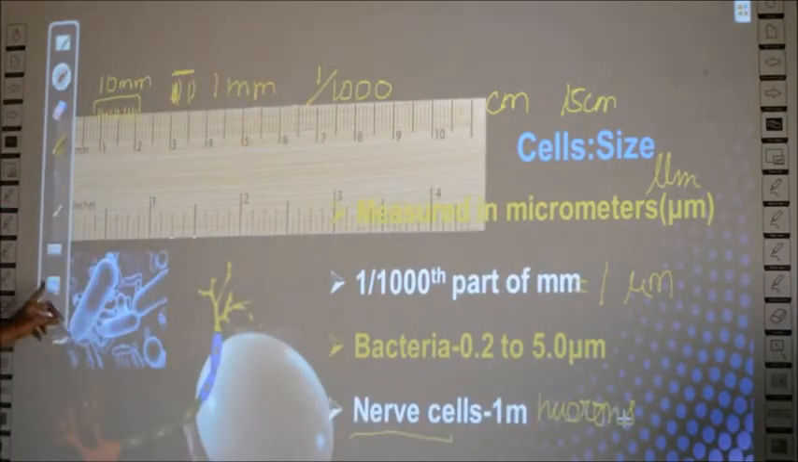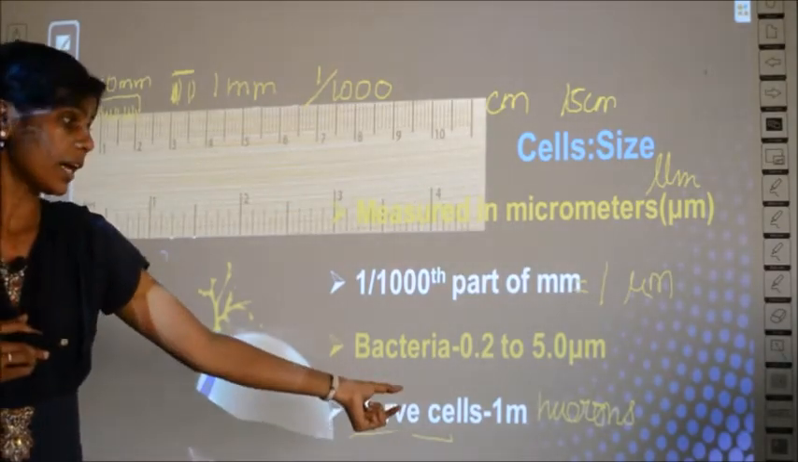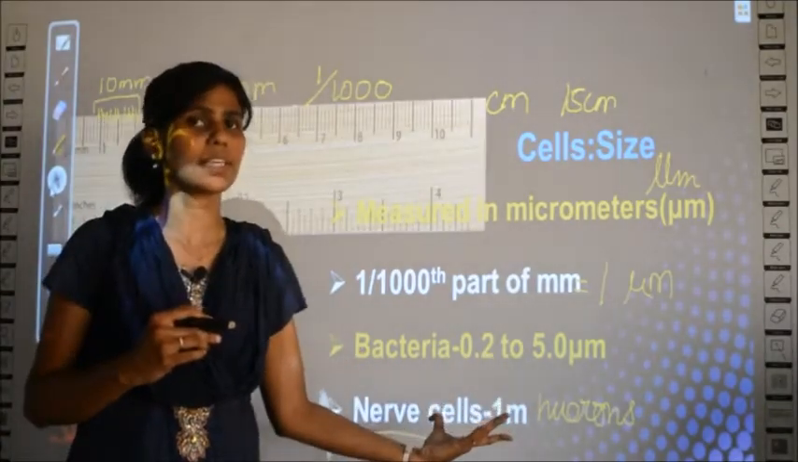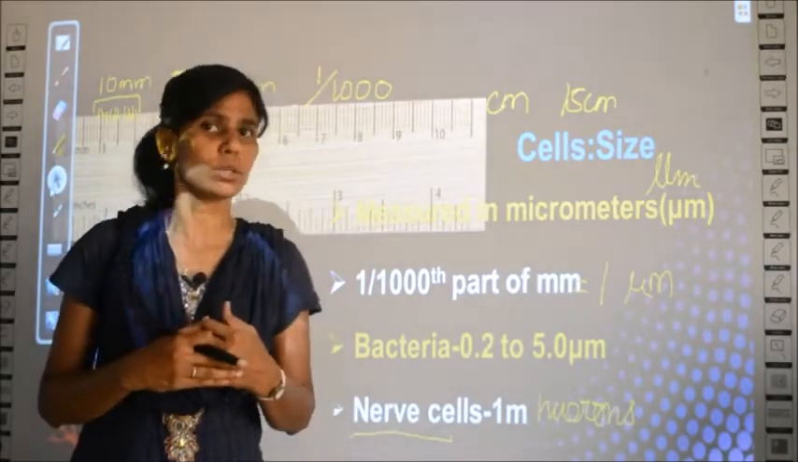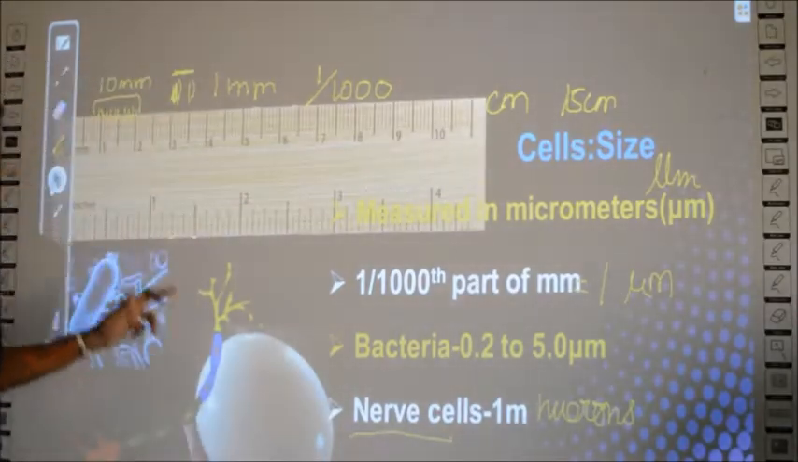Clear? So the size of a nerve cell or neuron is 1 meter. 1 meter, this you can see with your eyes because the size is 1 meter. 1 meter is 100 centimeters, no? So it is quite a big cell. Nerve cell is a big cell.